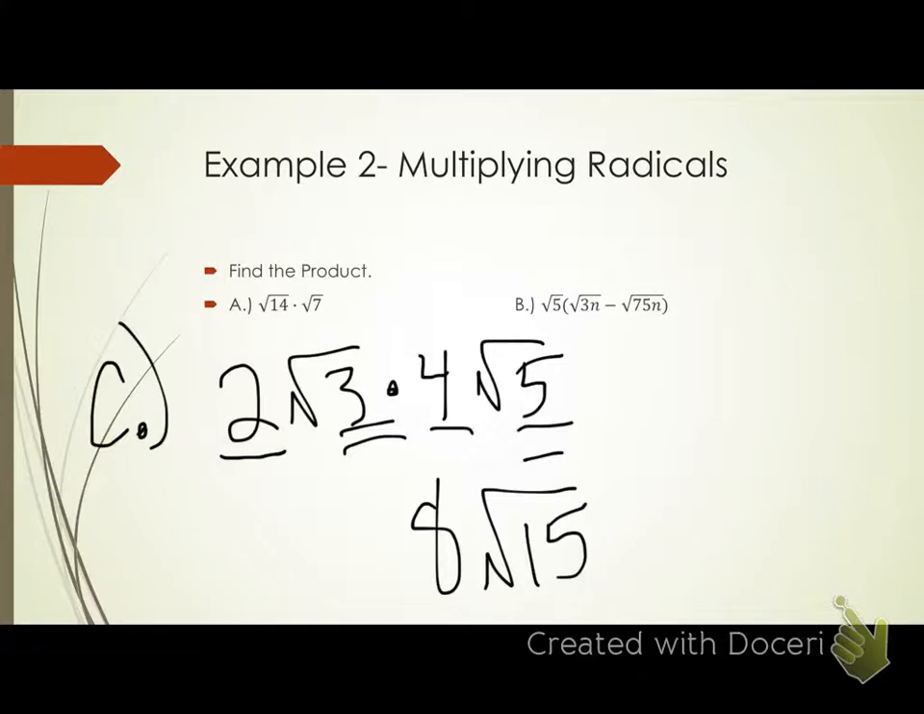So if you have numbers out there, don't worry. It's still pretty easy. Multiply the numbers outside the radicals. Multiply the numbers inside the radicals.